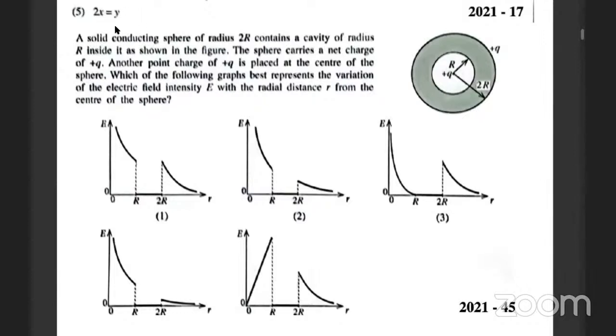Okay. So this is a question from 21, once again, the 45th MCQ. A solid conducting sphere of radius 2r contains a cavity of radius r inside it, as shown in the figure. The sphere carries a net charge. So this is a solid conducting sphere, which means it is metal. Inside the metal, electric field lines will not travel through metals. So there can't be an electric field intensity from R to 2R. That's why in all the answers, that part is 0.